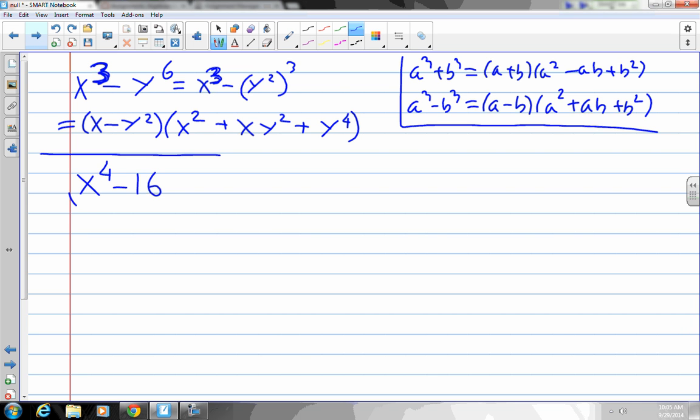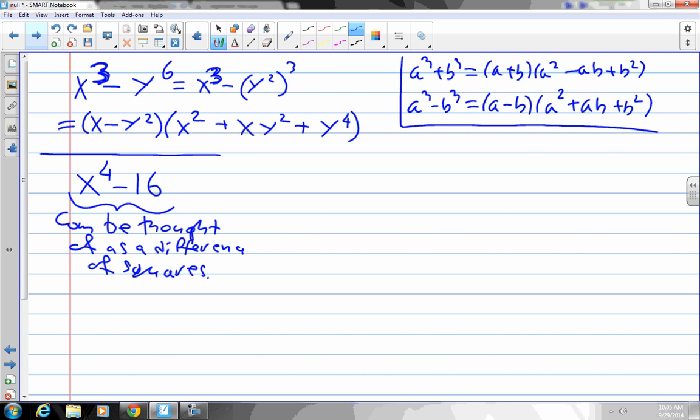We can think, can be thought of as a difference of squares. Because x to the power 4 is a perfect square. What is squared gives you x to the power 4?